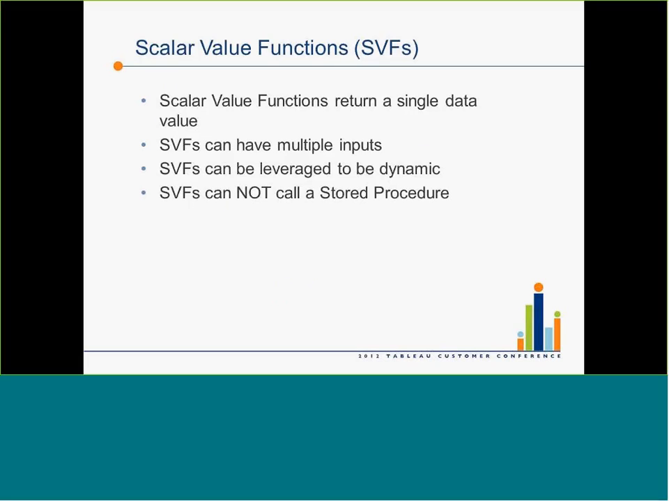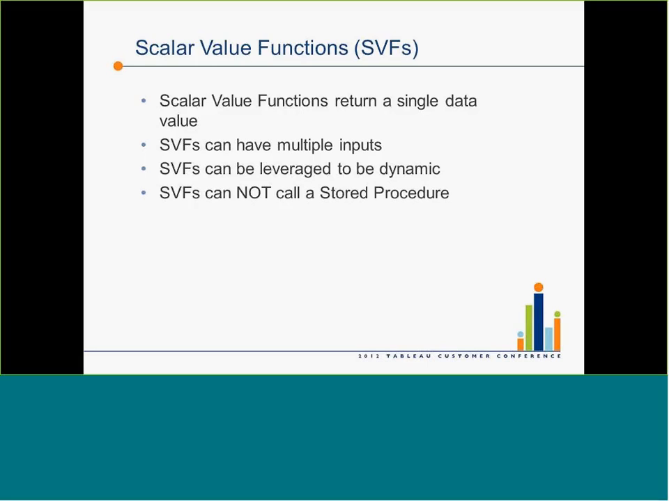So, moving forward to scalar value functions. This is a function type that is supported by most relational databases. What makes it a scalar value is that it returns a single data type. It just returns one value for one data type. And these scalar value functions can have multiple inputs. That means I can send in a region, a manager, and a time frame into this function and then have relevant results to those three input parameters returned via the function. Functions of this nature can be leveraged to be highly dynamic.